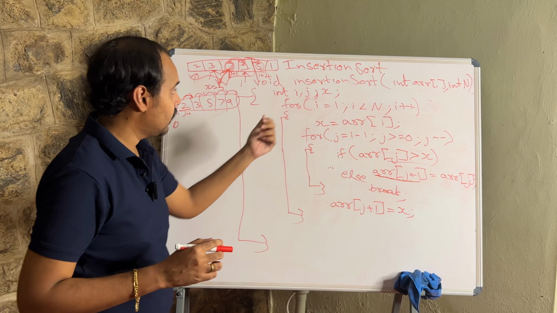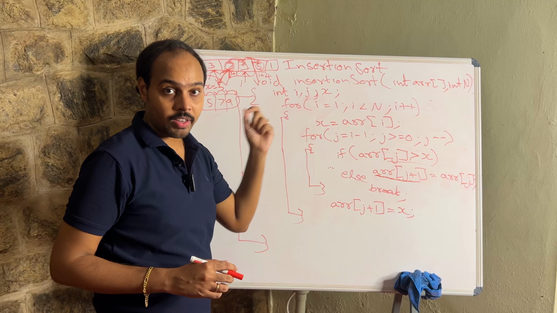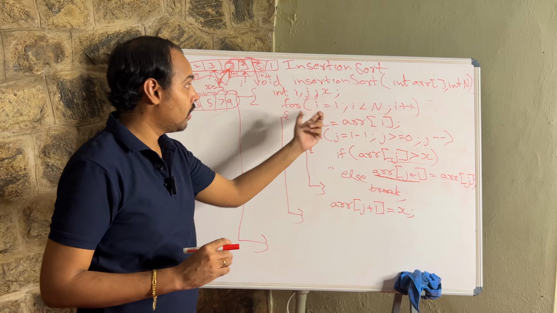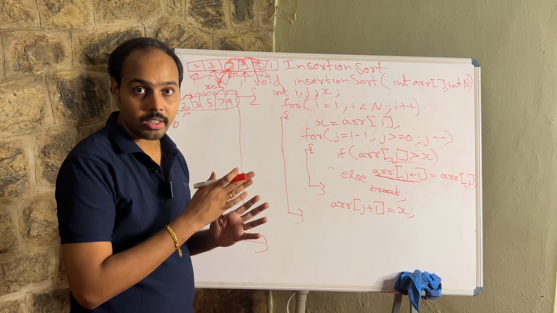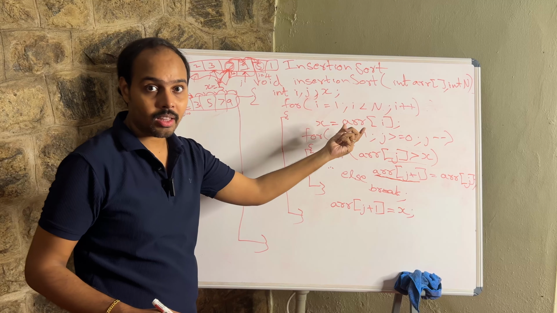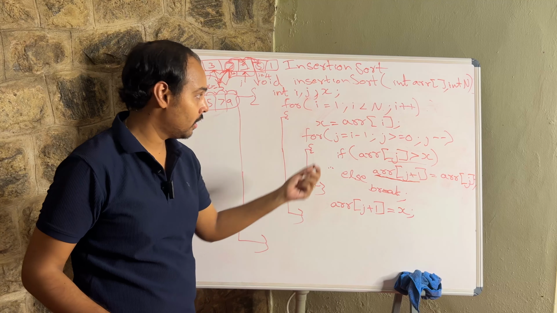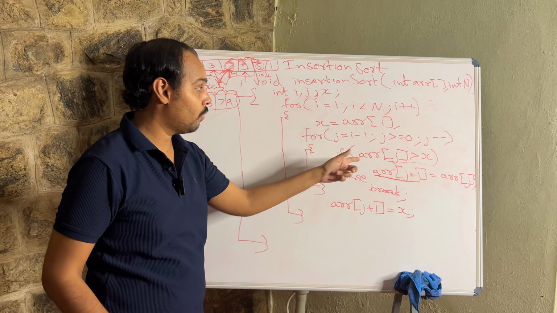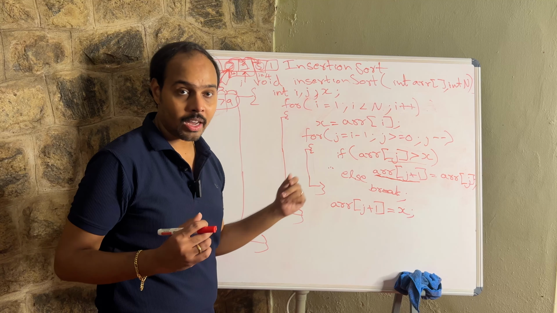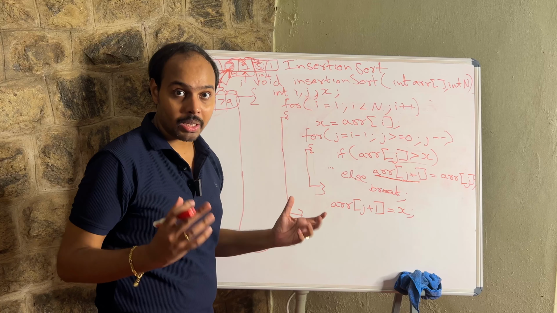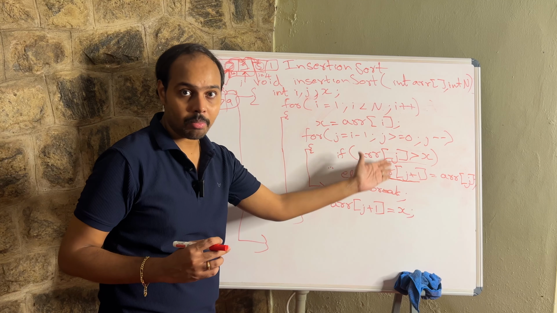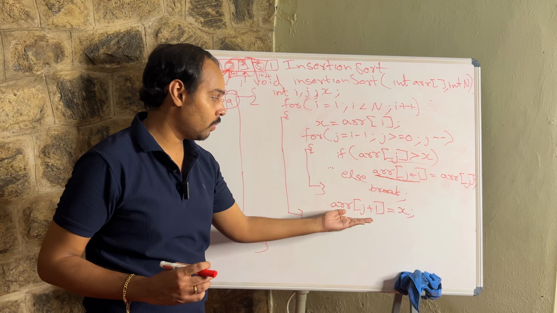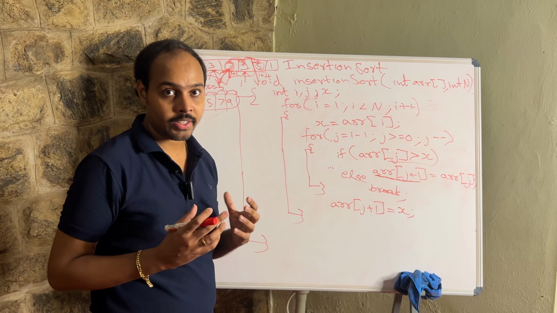I'll go through it once. We started from the first position because the 0th position we consider as the already sorted array. We go till the last element to insert it into the sorted array. We will take the element in the current position into x. Then we go from i minus 1 till 0th position, where we compare the current element with x. If it is bigger than x, we move the current element by 1 position ahead. If not, in that created space, we will insert x.